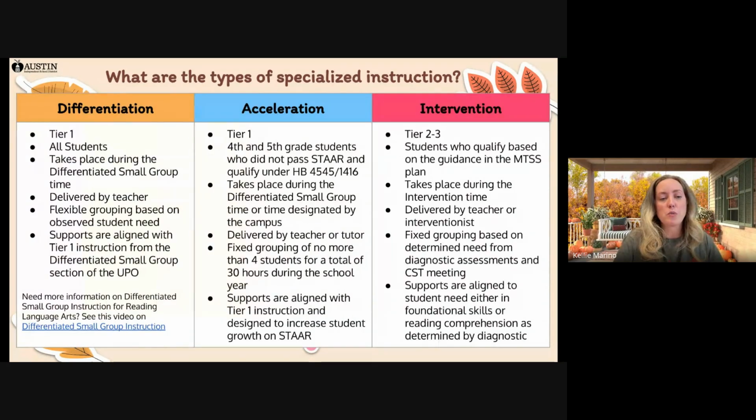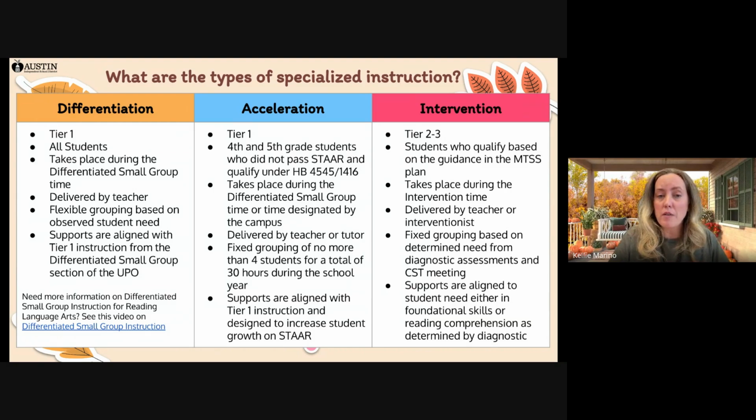And these supports are directly aligned with the Tier 1 instruction and use the differentiated small group section of the UPO to plan. If you want a deep dive into what differentiated small group instruction for Reading Language Arts is, please see this video that's linked on the presentation or from our curriculum videos link.